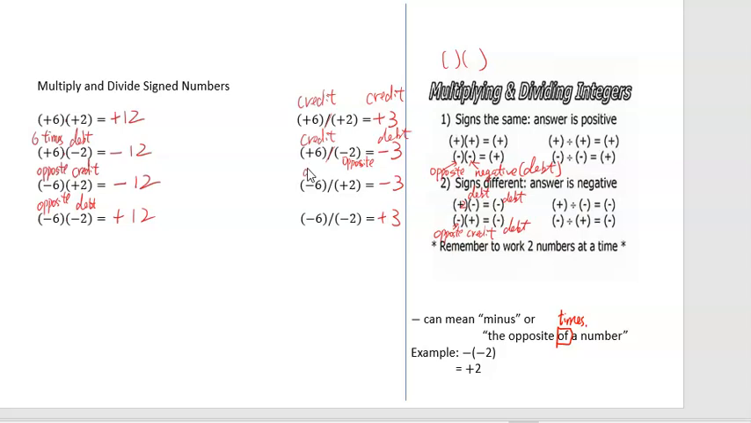And if we have $6 debt and divide by 2, we cut the debt in half, so we get $3 debt. It's still going to be debt, so that's why it's still negative. And then if we have debt and cut it in half, and also the minus sign changes the debt to the opposite of debt, which becomes credit. Easily put, when we do multiplication or division, two negatives will become a positive. And if you have one positive, one negative, the answer is always negative.